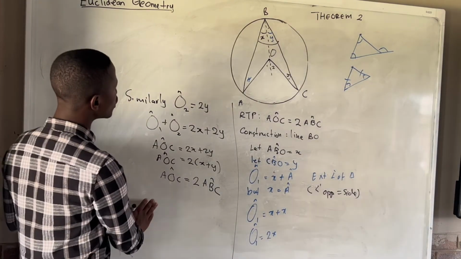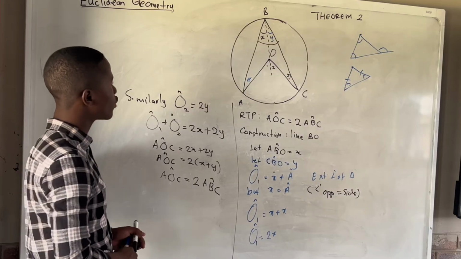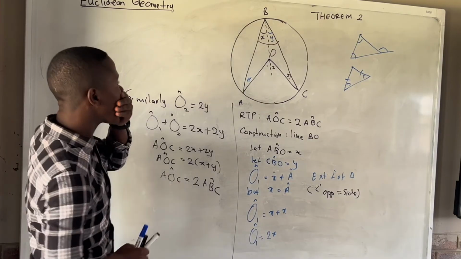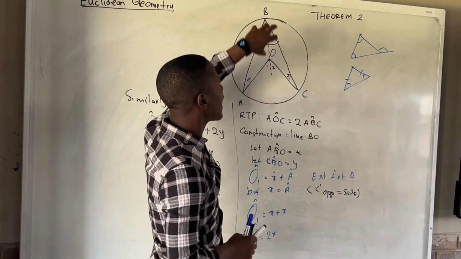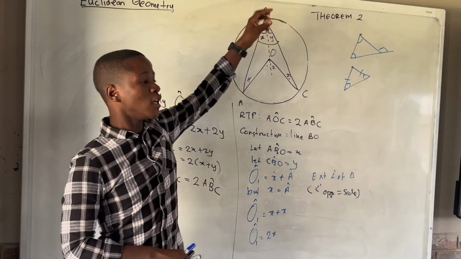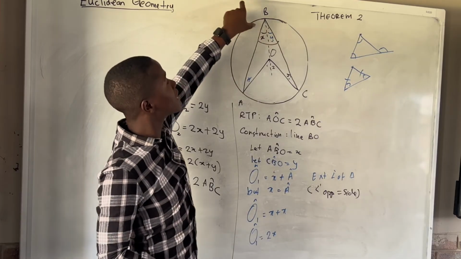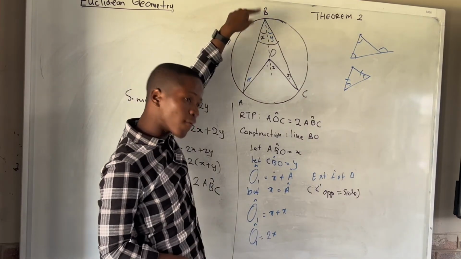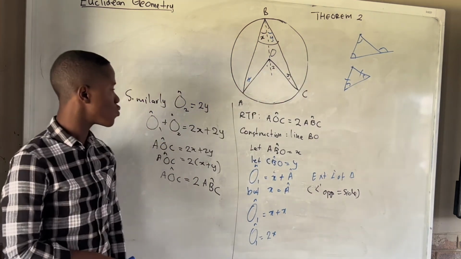This is going to be your second proof of this particular theorem, which is your theorem 2, which states that an angle at the center is twice the angle at the circumference. But if you are starting from your circumference, you need to know that the angle at the circumference is half the angle at the center. Then that's going to be theorem 2.